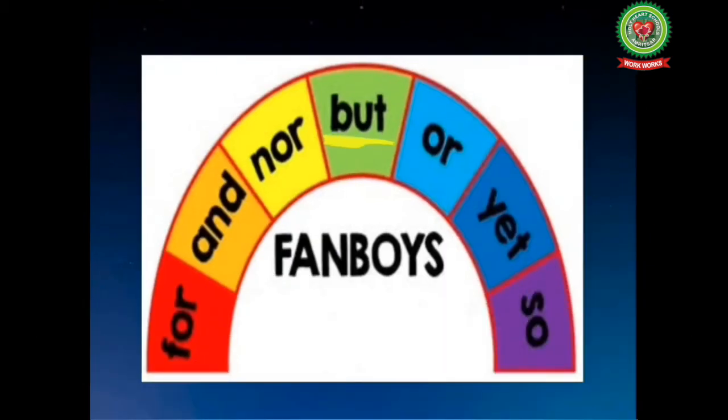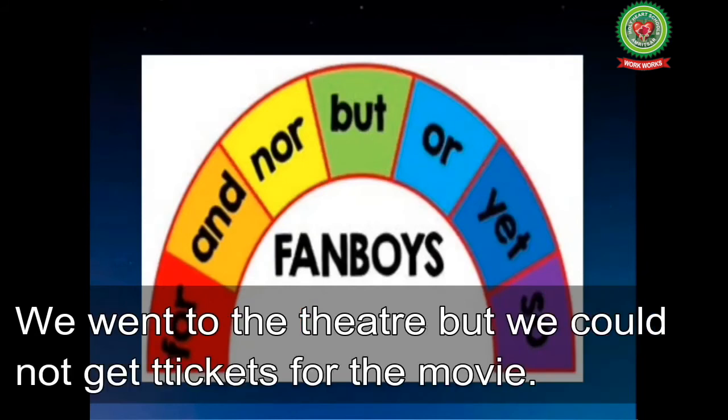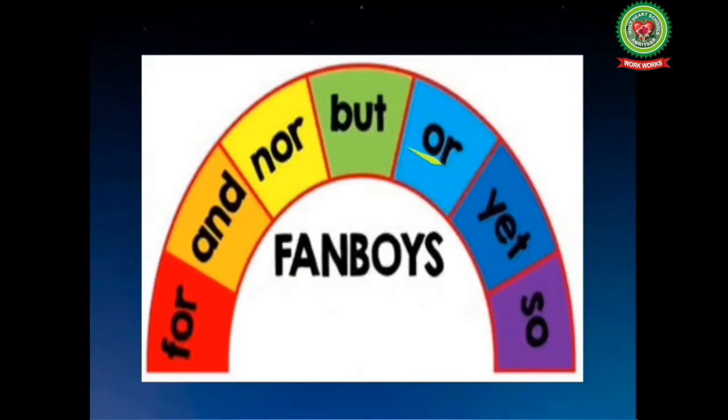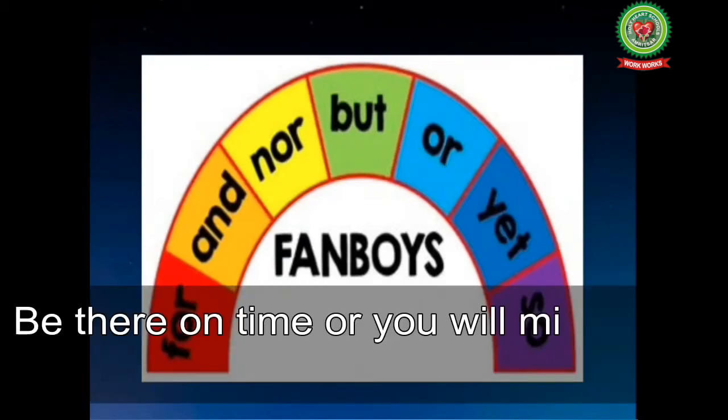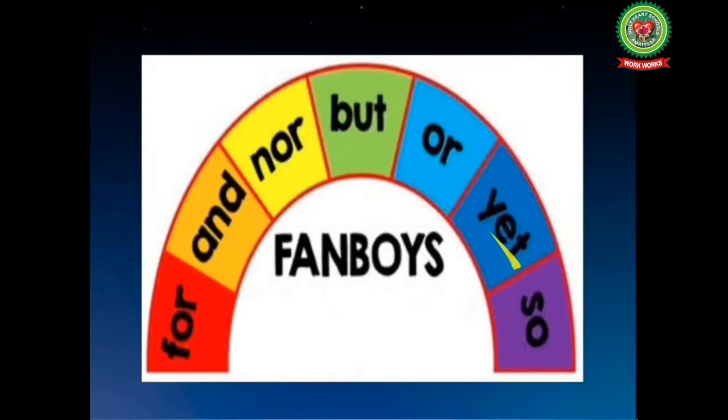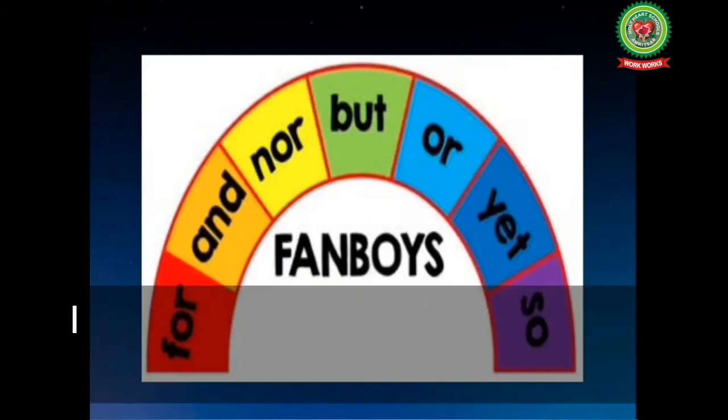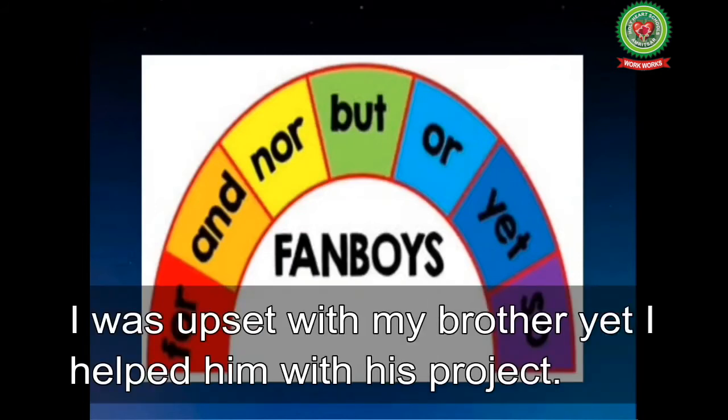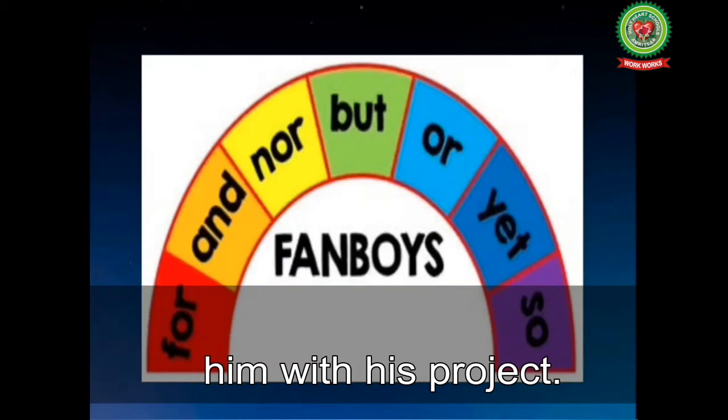But shows a contrast, presents ideas that are opposite. For example, we went to the theatre but we could not get tickets for the movie. Or, it shows an option. It presents an alternative idea or choice. For example, be there on time or you will miss the bus. Yet, it presents an outcome or contrast. For example, I was upset with my brother, yet I helped him with his project.